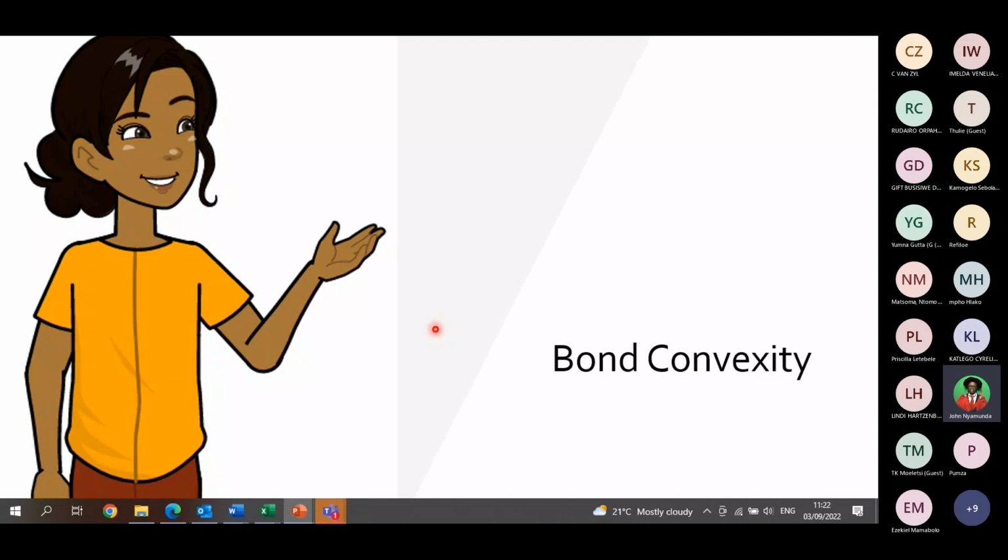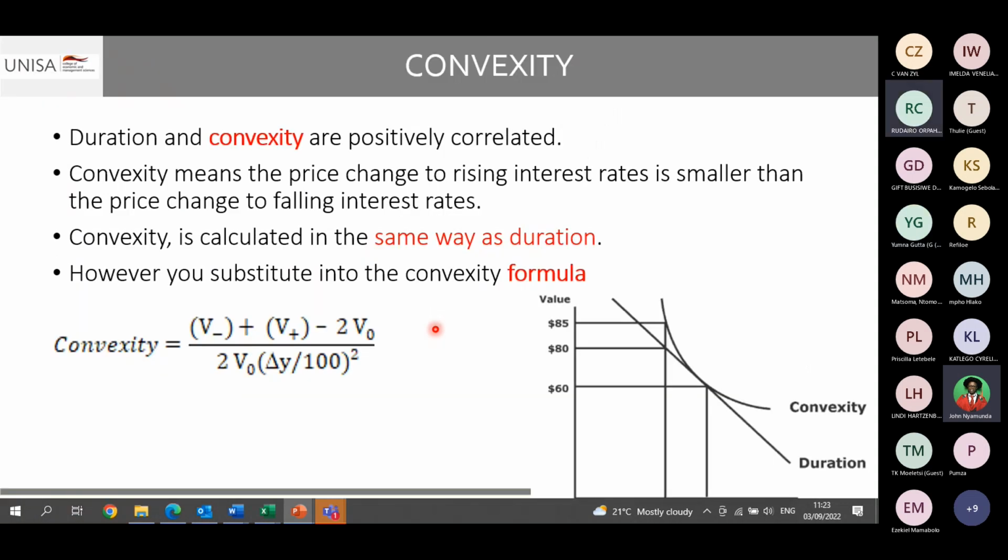Okay, bond convexity. Let me just talk about bond convexity a little bit, and then you can take it from there. Ladies and gentlemen, bond convexity. I will just talk about the theory a little bit, but the most important thing is to be able to apply this formula.